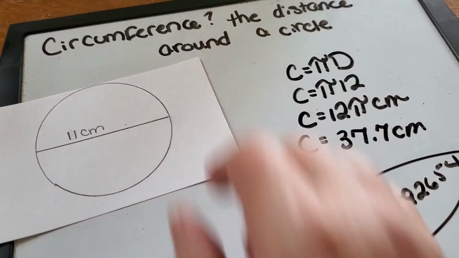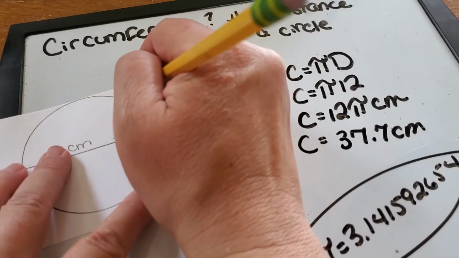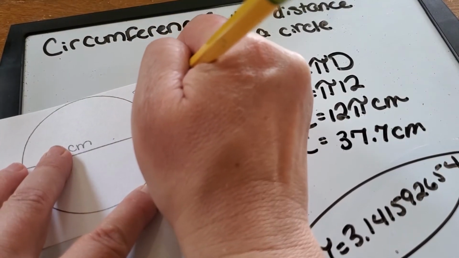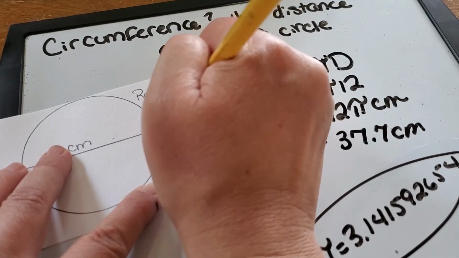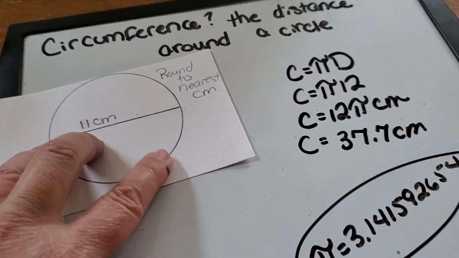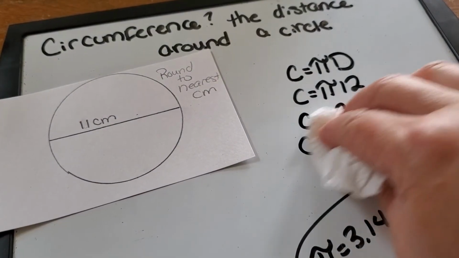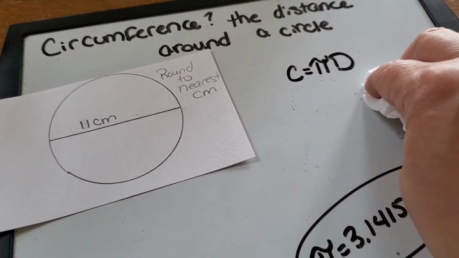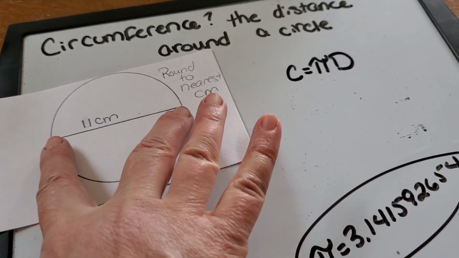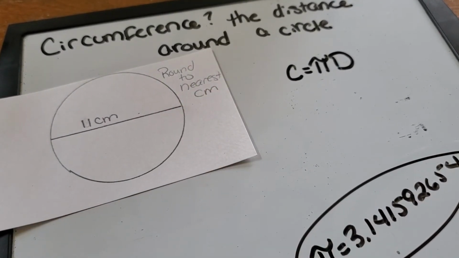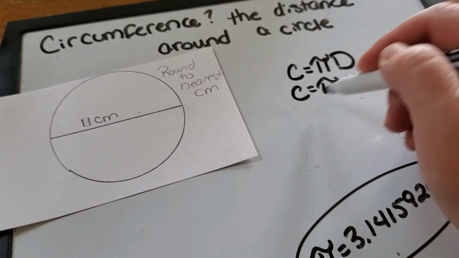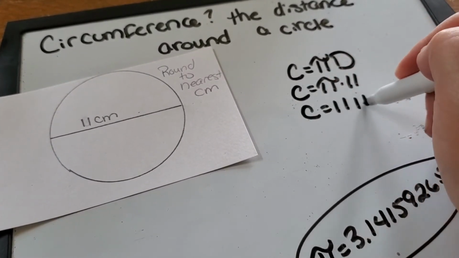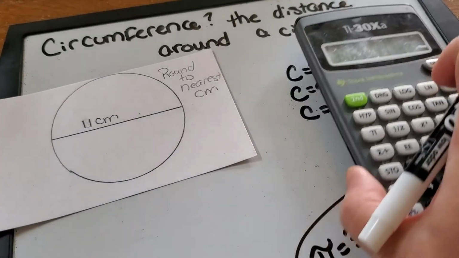Let's say this one wanted your answer rounded to the nearest centimeter, which means the nearest whole number. So again, you're going to use your formula. Circumference equals pi times diameter. This time you were given the diameter. It's 11. So we're going to do pi times 11, or 11 pi.